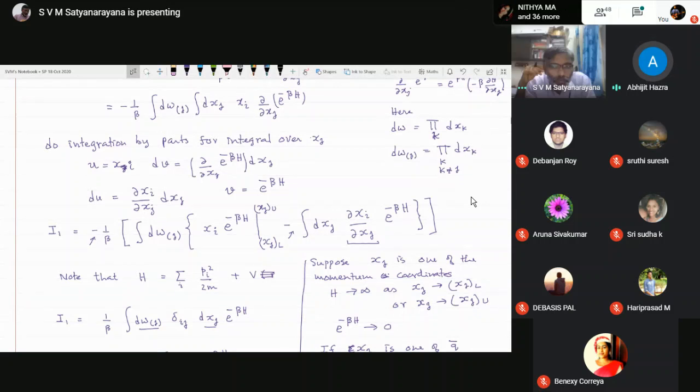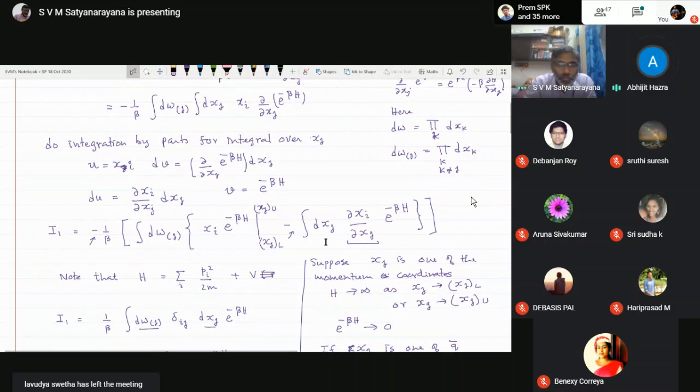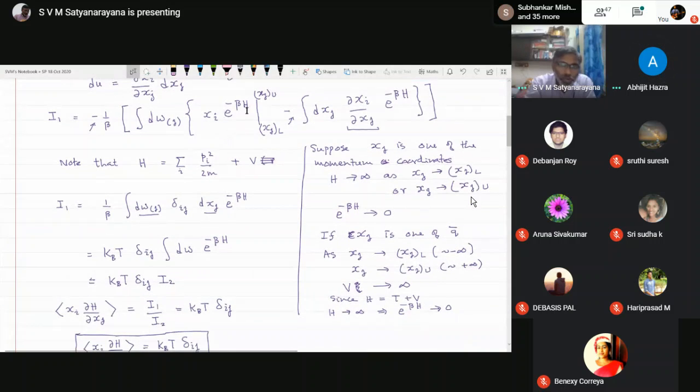There you have taken xi in the first line, xi e to the power minus beta h, xj lower limit to xj upper limit, minus, from that line to the next line. Okay. So you understand that this partial derivative of xi with respect to xj is delta ij, right? Yes, sir. So I think your doubt is with respect to these arguments that have made this term 0. Correct? First term is 0 then.